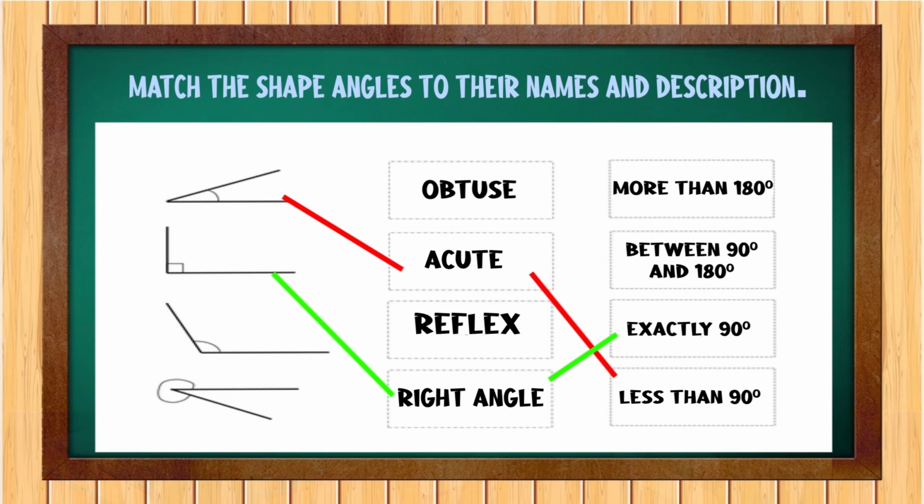The third angle is known as an obtuse angle, and they are measured between 90 and 180 degrees. And then finally, we have the reflex angle, and reflex angles are measured more than 180 degrees. So if you guessed and you got all of them correct, well done, boys and girls. You deserve a treat for that.